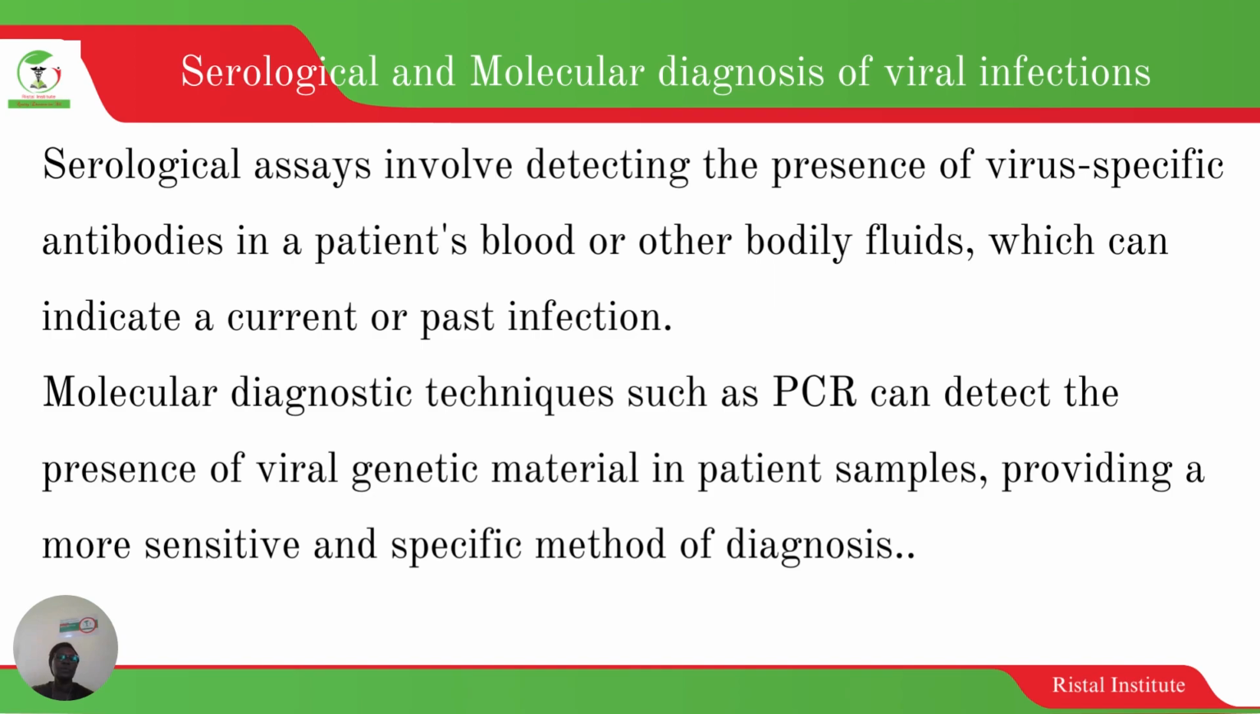Let's look at serological and molecular diagnosis of viral infections. How shall we diagnose viral infections? Serological assays involve detecting the presence of virus-specific antibodies in the patient's blood or in the bodily fluids, which can indicate a current or past infection. Then we have molecular diagnostic techniques, for example PCR. This can be used to detect the presence of genetic material in patient samples, and this usually provides a more sensitive and specific method of diagnosis.